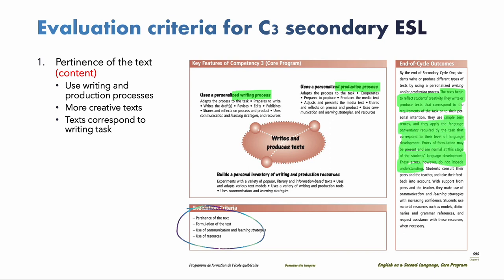All right, this is interesting here. So the texts use simple sentences. They apply the language conventions required by the task, and they correspond to the level of language development, okay, the level of formation that's normal at this stage. Okay, errors are normal, but the errors don't impede understanding. So let's have a look here. So we have content and now we have formulation. So this is the grammar, spelling, and punctuation.